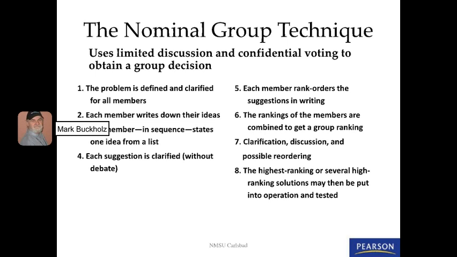In the nominal group technique, limited discussion and confidential voting is used to obtain a group decision. After the problem is clarified, all members write down ideas. Each member states one idea from a list. Each suggestion is clarified without debate. Each member rank orders the suggestions in writing, and the rankings of the members are combined to achieve a group ranking. Discussion ensues to clarify and possibly reorder. High-ranking solutions may be put into operation and tested.